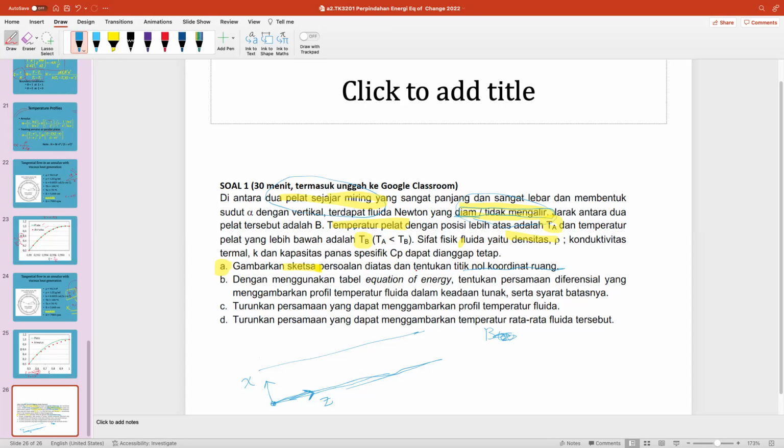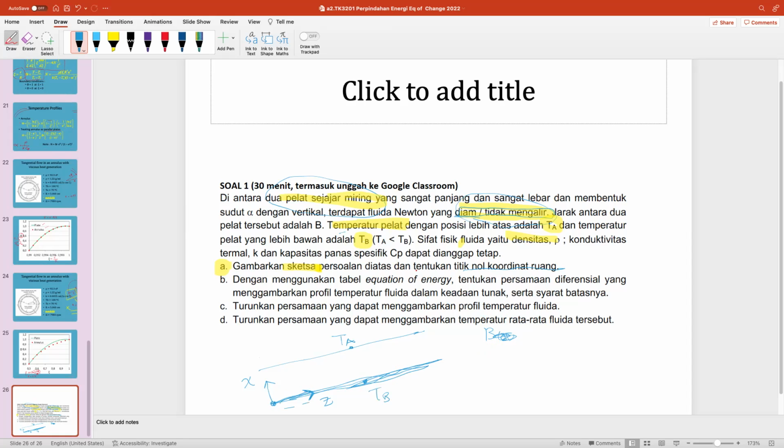Yes, this says that the temperature of the plate on the upper position is TA. So you can say, okay, this is a plate, and in this plate it has a temperature of TA. Just as simple as that. And then the temperature at the lower one is TB. So you can maybe write, on the lower plate it is called TB, or if you want to make sure that it's written right, you can say it.